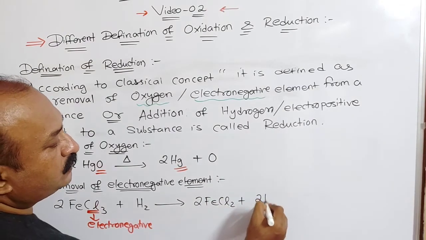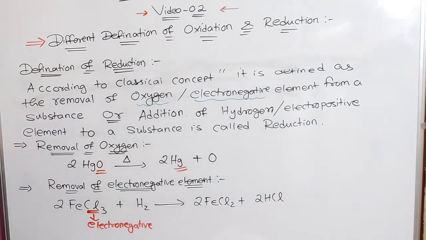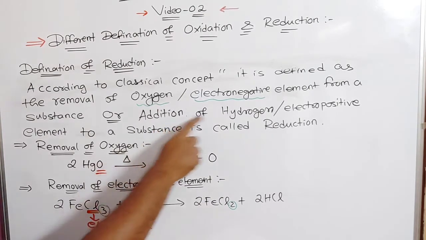FeCl2 plus 2HCl. Now in this case, I will circle it with a green color marker. A total of 3 chlorines are there, and here only 2 chlorines are there. Can you see? So in this case there is removal of electronegative element from a substance. The substance is FeCl3. That's why we call it reduction. Understood this part?